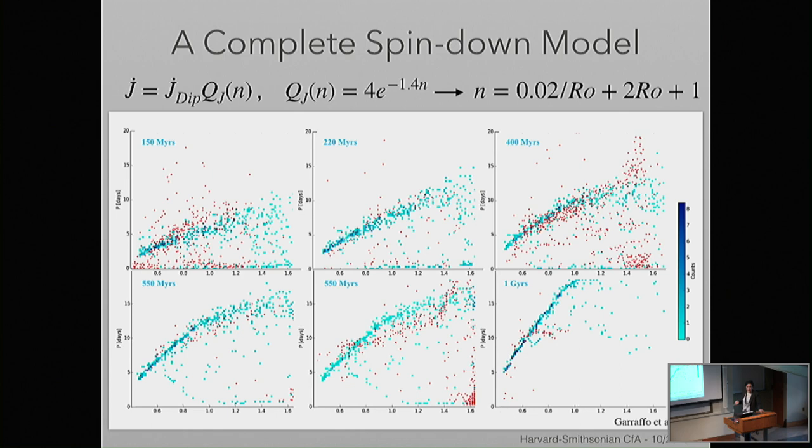So we run synthetic populations, and we get very good agreement with observations of rotation periods in open clusters. I'm showing the same six clusters I showed before. In blue is our simulations. In red is the data. And we get both branches, and we get the gap, and we get the right time evolution of the three ingredients.